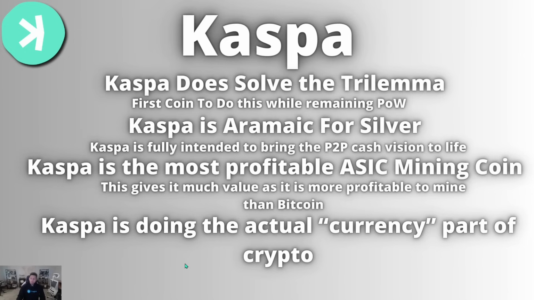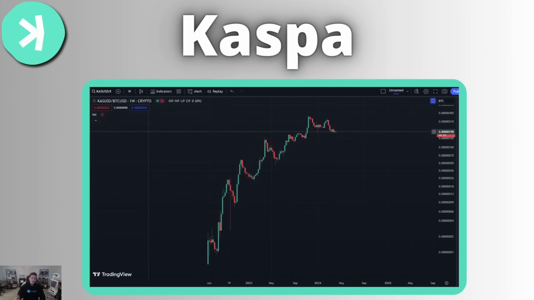Kaspa is actually doing the currency part of crypto, and this is what I care about, because this is the whole reason why cryptocurrency exists, to become an alternative currency to the ones that exist today. In the other slide, I showed you the charts of other projects that have come about, that have tried to reimagine the Bitcoin idea, but they have all failed in the long run. But with Kaspa, this is not even the full chart. This is only going back to 2022 and not at the launch day.